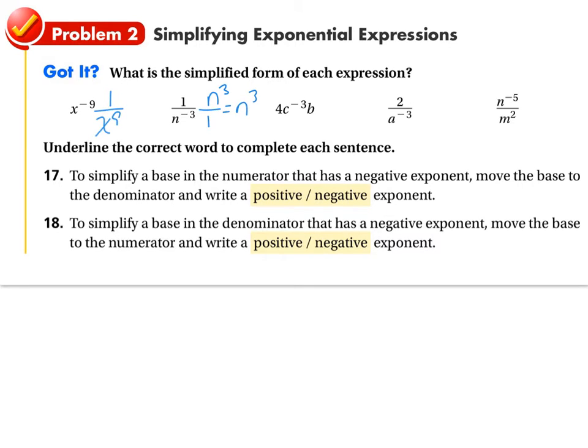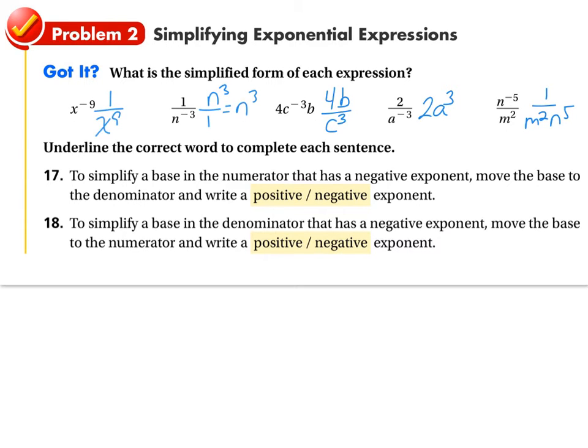In the third problem, you need to remember that this negative 3 only applies to that c. So the 4 and the b both have positive exponents, so they stay where they're at. And the c, to make it a positive exponent, needs to move to the denominator. The next problem, we have 2, and the a is going to move to the numerator, so it has a positive exponent. And in the last problem, we need to move the n to the denominator. And notice I put them in alphabetical order. The m came first because it comes first alphabetically.